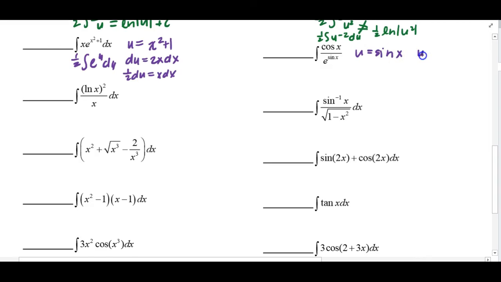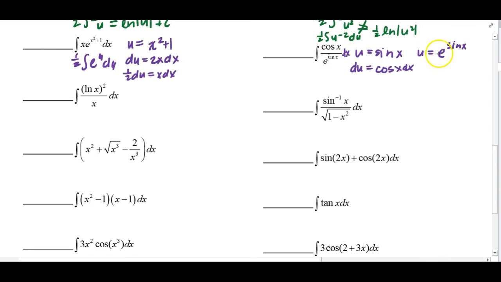Now, sometimes people incorrectly choose the entire bottom. It's often what's on the inside or what's on the bottom, but it's really what function can you choose such that when you take its derivative, it's somewhere else in the problem? So du is cosine x dx, and I have a cosine x. Whoops, this is missing the differential. I have a cosine x dx.